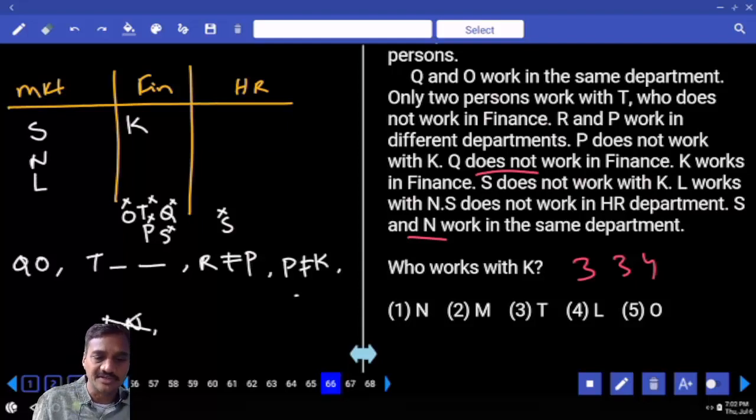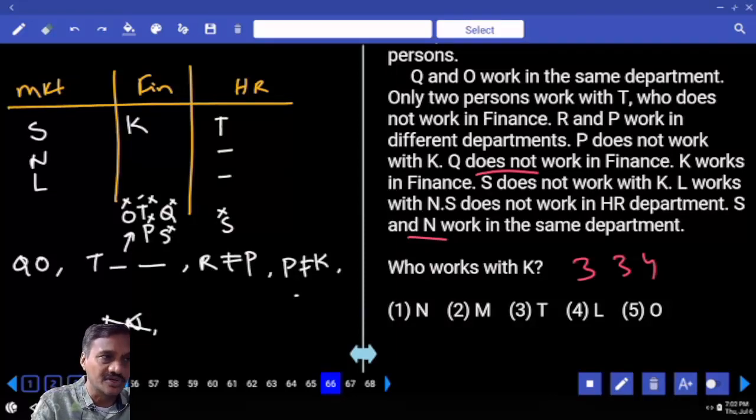Hence in marketing there are 3 people. Now T cannot work in this one, so T must be in HR. In the department in which T is working, there are only 3 people. Who are those 2 people here? P and S, then who are the other persons? Q and O are working together, and Q and O cannot be in finance.